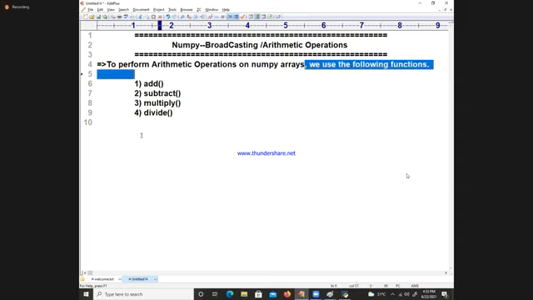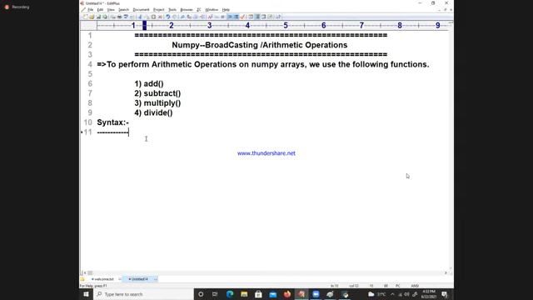I already wrote the functions. Now I will write the syntax. Tell me, what are the syntaxes? np.add of array1, array2. Next I will take one more, array1, array2. Next is called what? Subtract. I will write subtract of array1, array2.